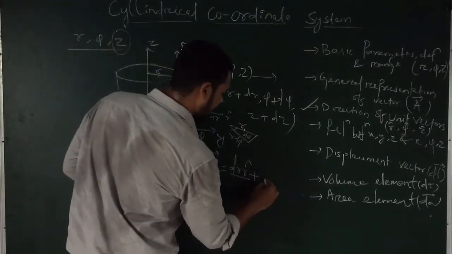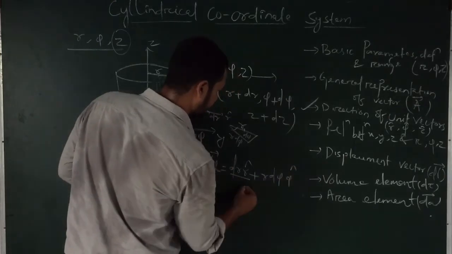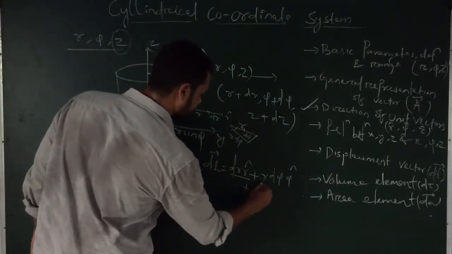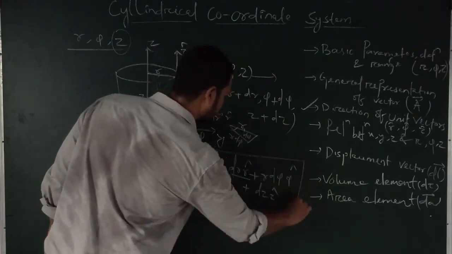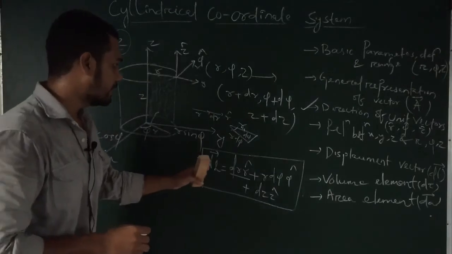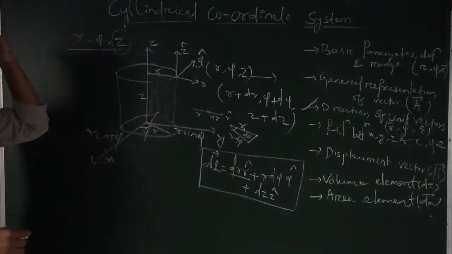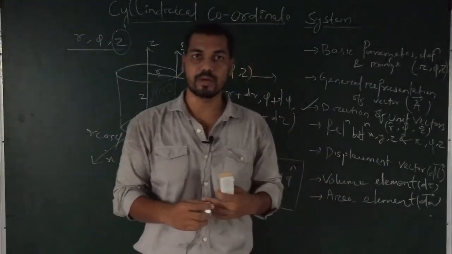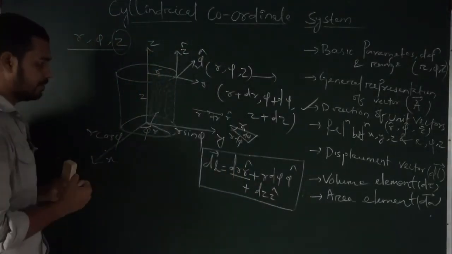So along the phi cap direction this will be your r d phi phi cap, and along the z cap direction this will be your dz z cap. So this is very important to remember: the displacement vector dl in the cylindrical coordinate system, which we will use regularly in electromagnetic theory to find the line integral of a function.